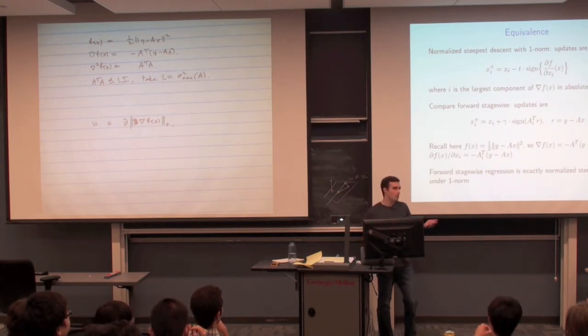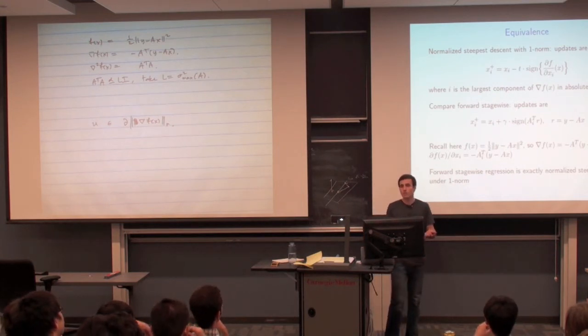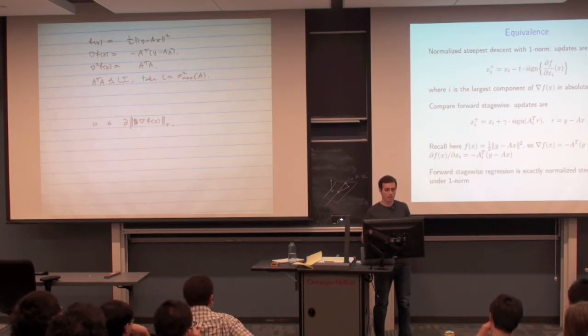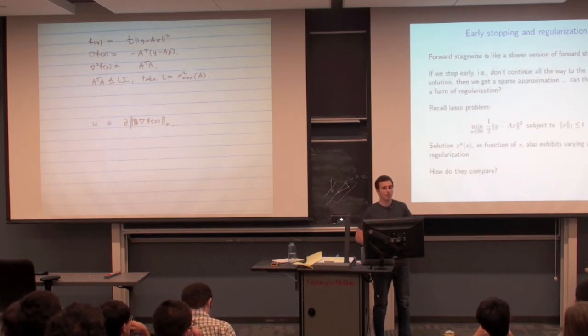So this algorithm that people use in statistics, called forward stagewise, it's actually gradient descent. And this gradient descent, or it's called steepest descent, where our norm, instead of being the L2 norm, is the one norm. So it's kind of a cousin of gradient descent. Now here's a very curious phenomenon.